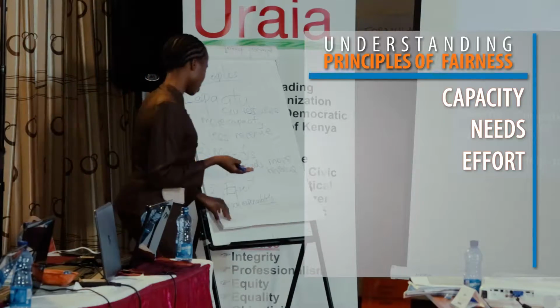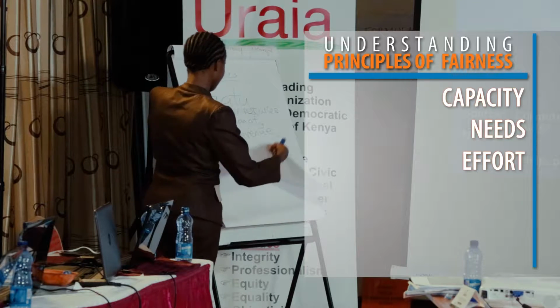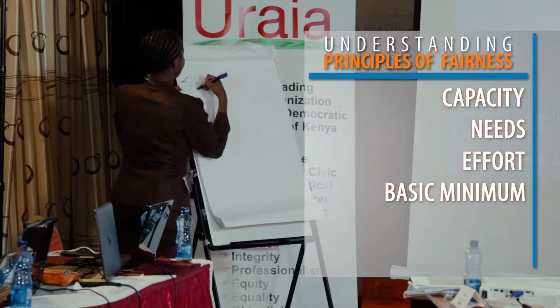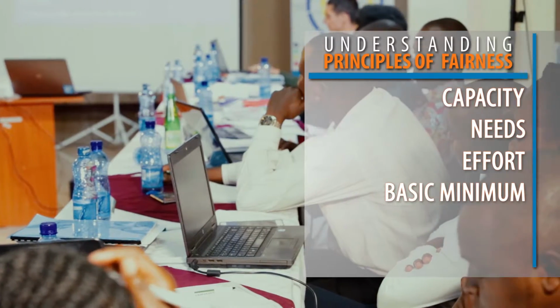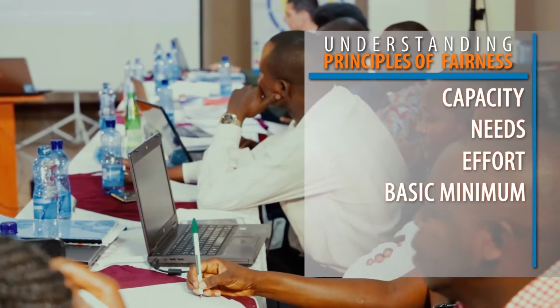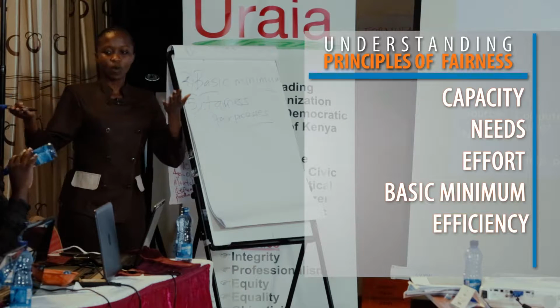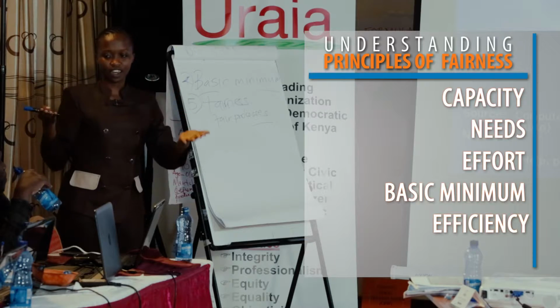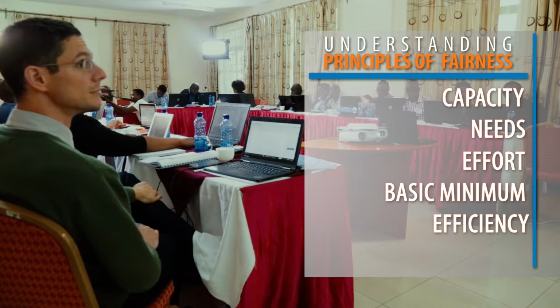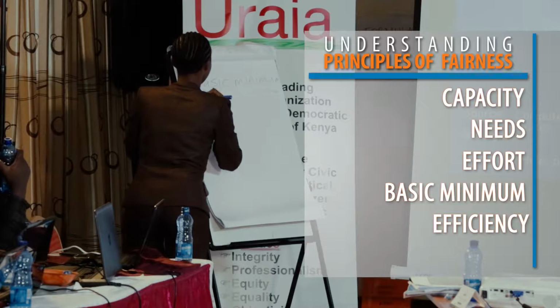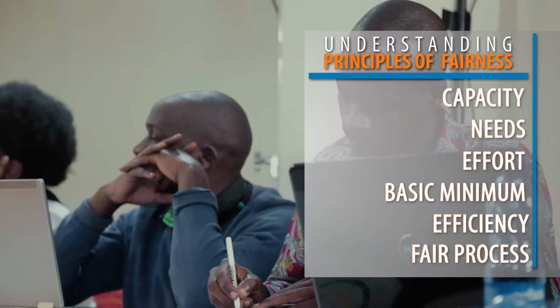Some people have argued that you need to give people a basic minimum. This usually is for the administrative costs that run through all counties. Efficiency is something else that people have said: where can we get the most return using the resources we have? Something else we could consider is fairness. Let's call it fair process.